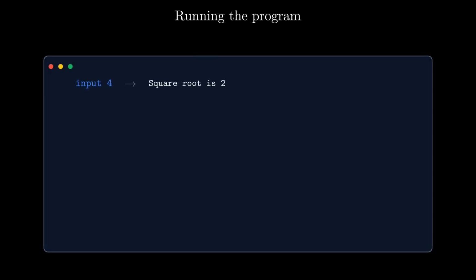Let's run it and see. Give it 4. The loop climbs to 2. 2 squared is 4, so it prints square root is 2. Give it 9. The loop climbs to 3. 3 squared is 9, so it prints square root is 3. Give it 10. The loop stops at 4. 4 squared is 16, which overshoots, so it prints 10 is not a perfect square.